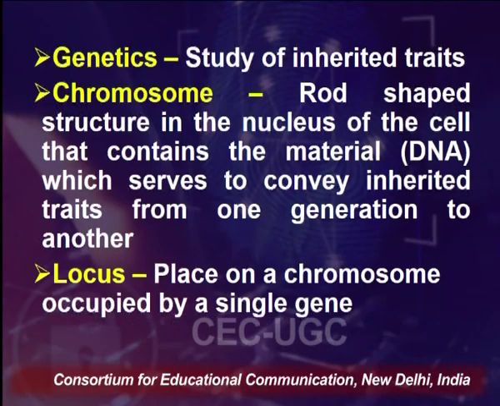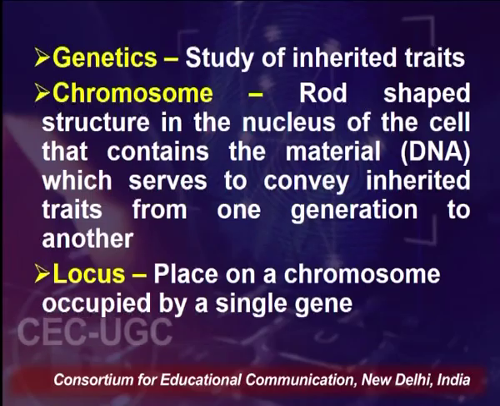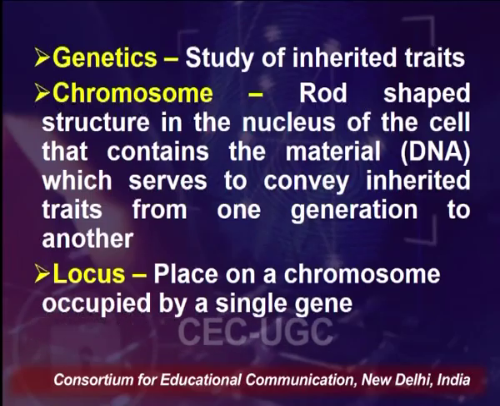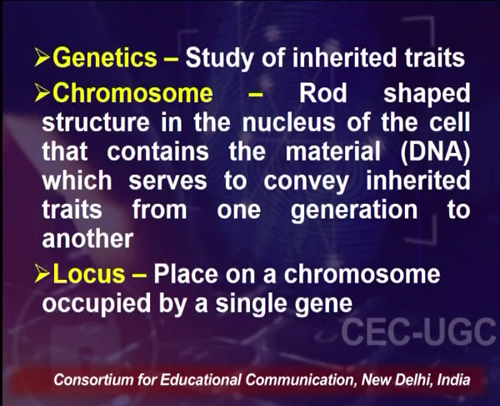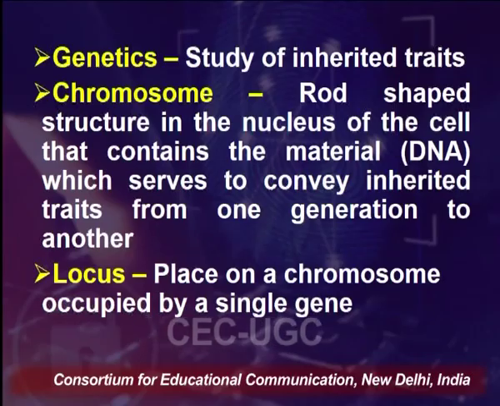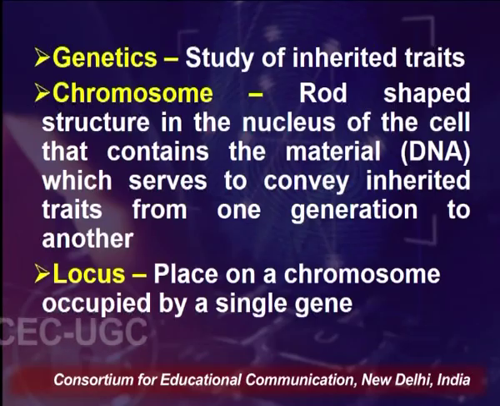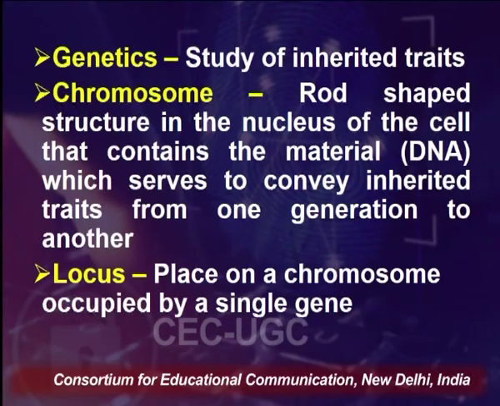When we talk about genetics, the major term is chromosome. Chromosomes are rod-shaped structures which are present in the nucleus of the cell, and that contain the material DNA. DNA is deoxyribonucleic acid. This is the major genetic material which serves to convey inherited traits from one generation to another. So, how is DNA transferred from one generation to another? By mitosis and meiosis, it is transferred from one generation to another.